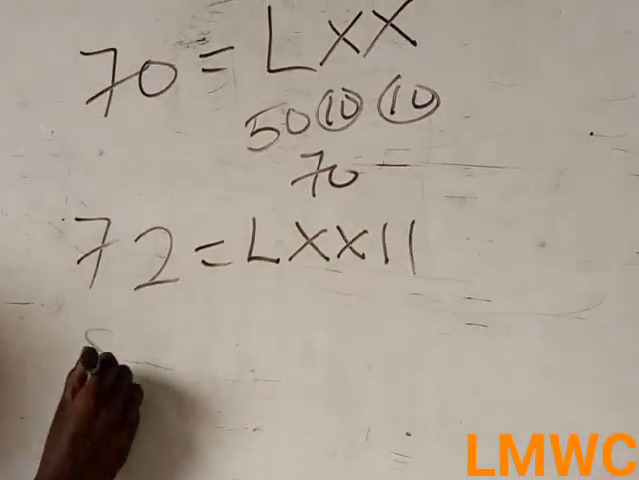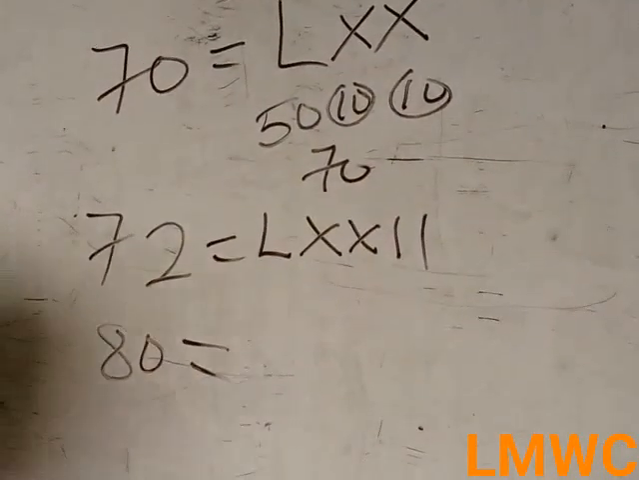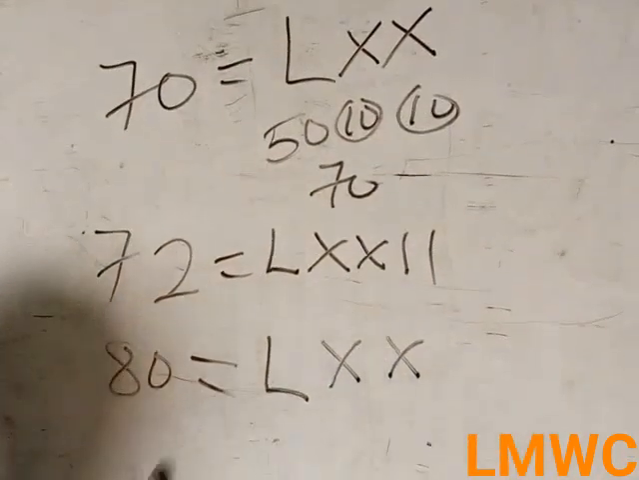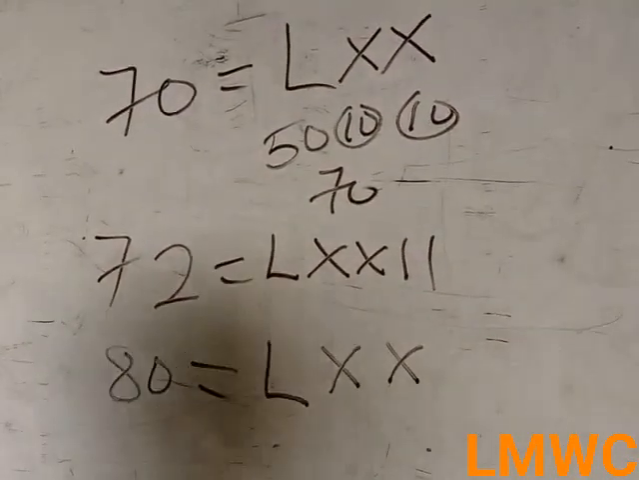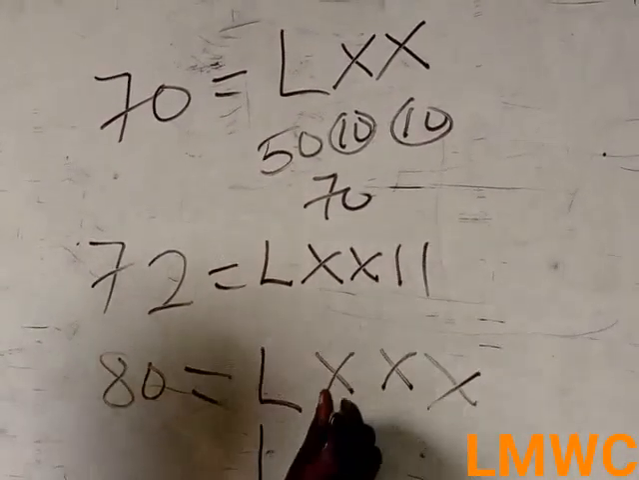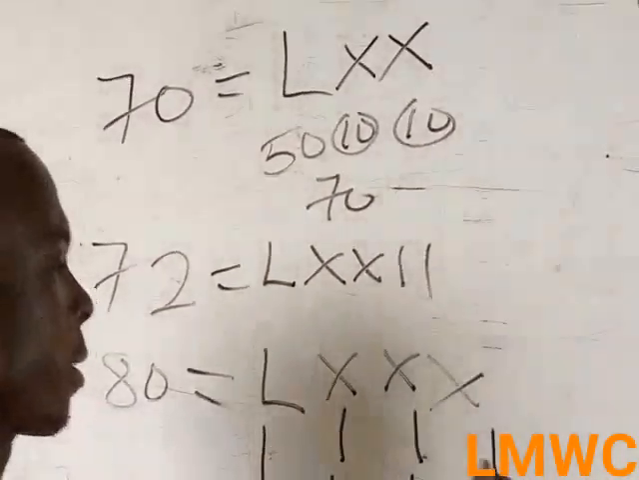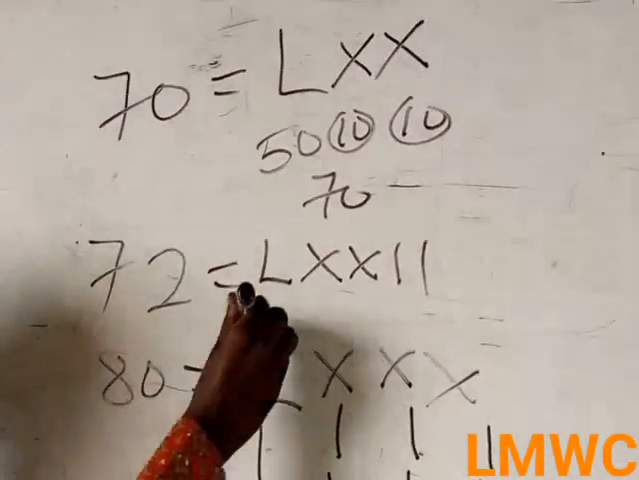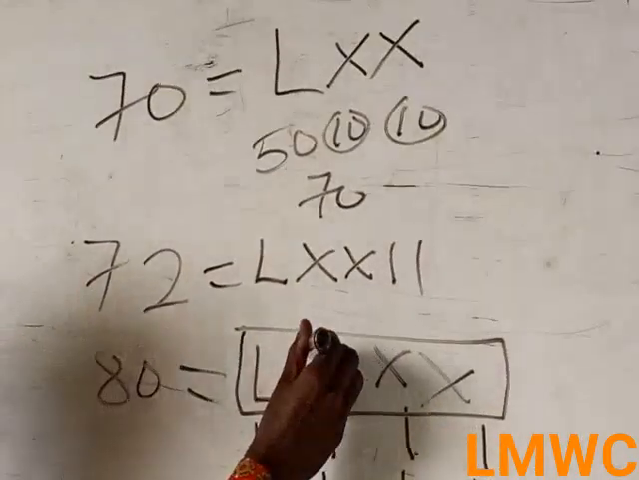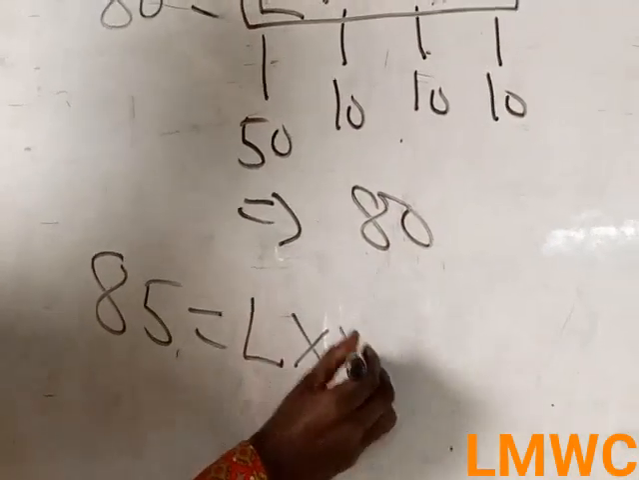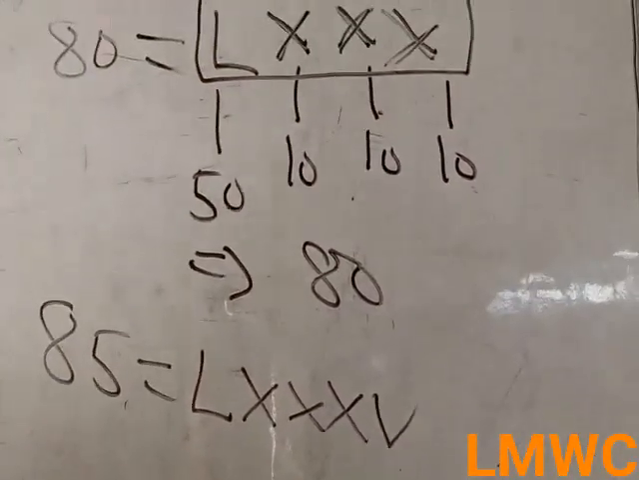80. 80 becomes, we know this as 50. This is another 10. This is 10. So 50 plus 20 is what? 70. It's left with another 10. So this means 50 plus 30, we are getting 80. This is 50. This is 10. This is 10. This is 10. So 50 plus 30 is what? 80. So the Roman numeral for 80 is LXXX. 85. 85 becomes LXXXV. What is the value for 5? It's V. It's not difficult. Roman numerals are simple.